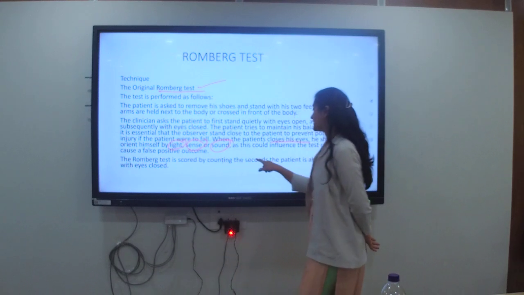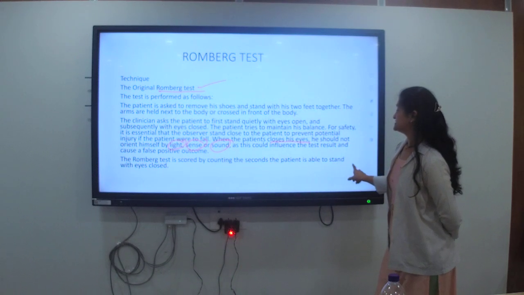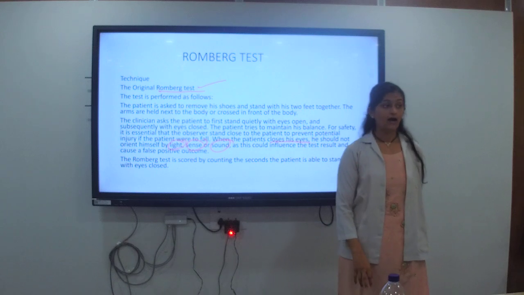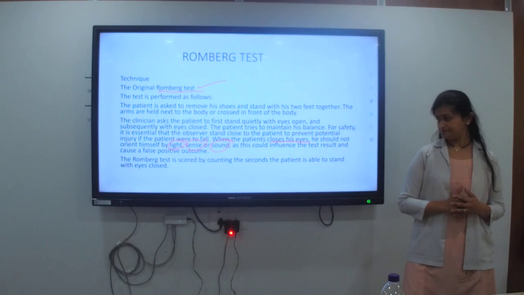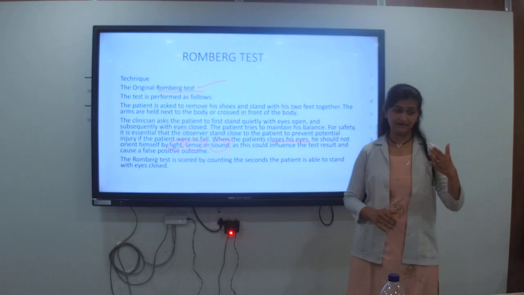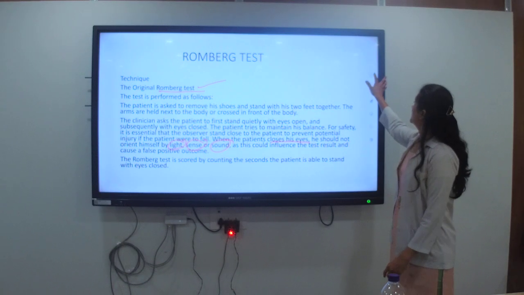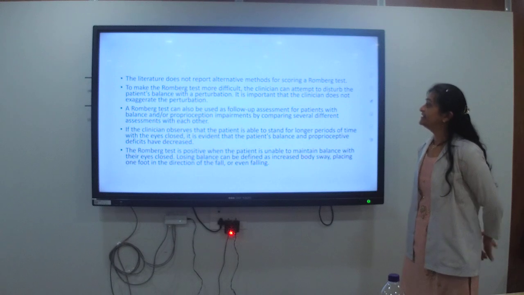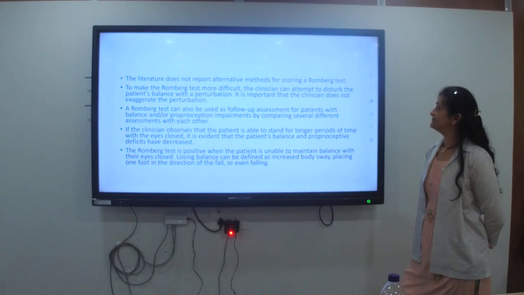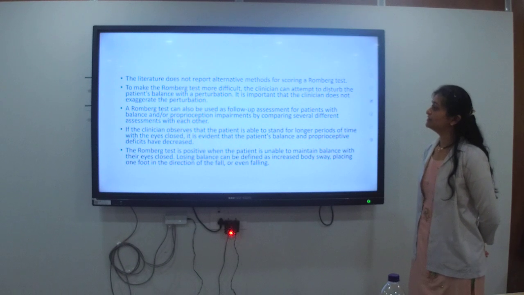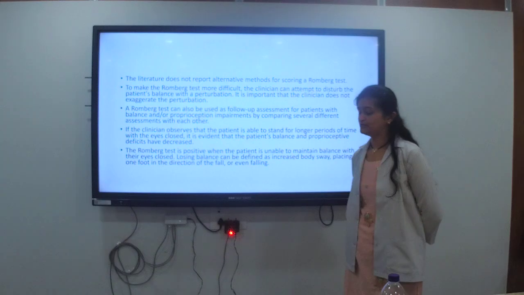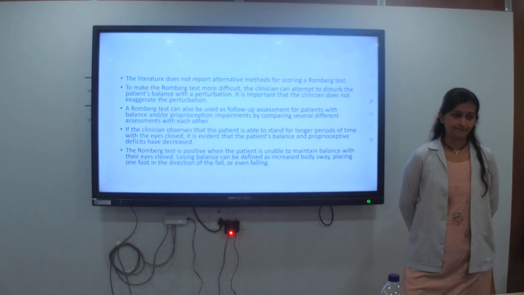It is scored by counting the seconds the patient is able to stand with the eyes closed. How many seconds is the patient able to stand with the eyes closed? That is calculated, and scoring is done accordingly. The literature does not report alternative methods for scoring. To make this test more difficult, clinicians can attempt to disturb the patient's balance with perturbations. So suppose, what is that?